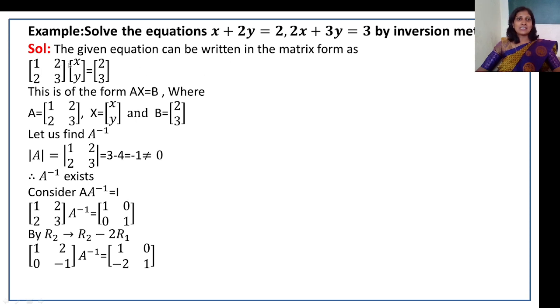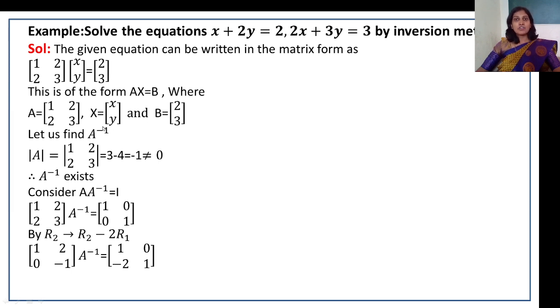So first matrix is the coefficient matrix, that is 1, 2 first row, 2, 3 second row. Then the next matrix is the unknowns, here two unknowns, that is x and y, and here 2 and 3. This is of the form AX is equal to B, which is the matrix form, where A is equal to this matrix, X is equal to this matrix, and B is equal to this matrix.